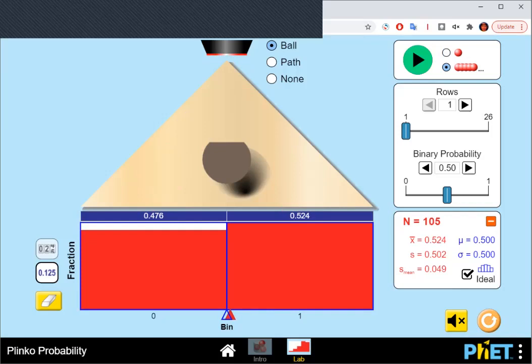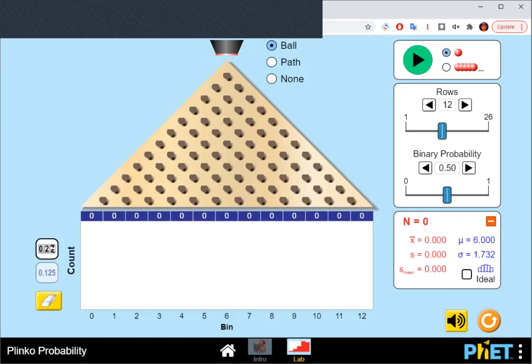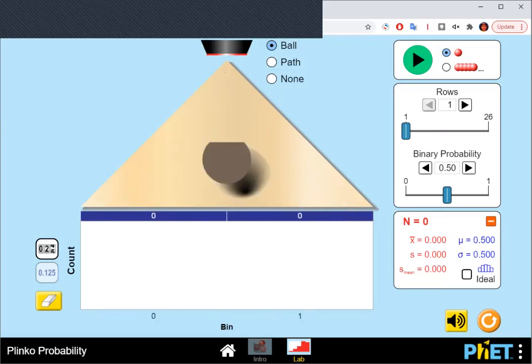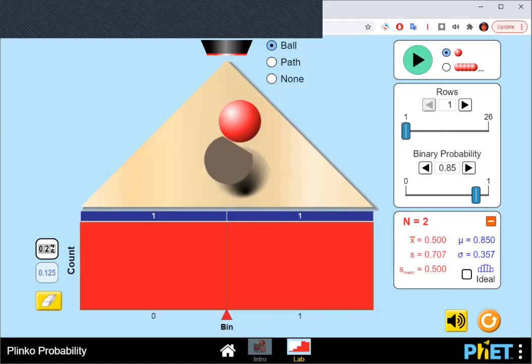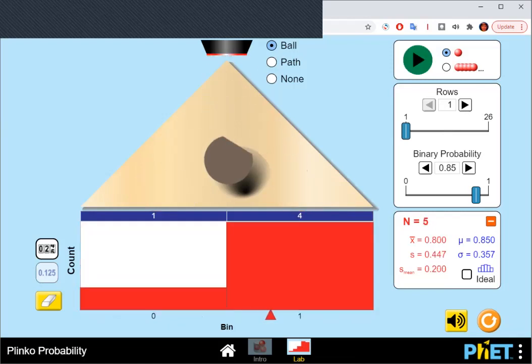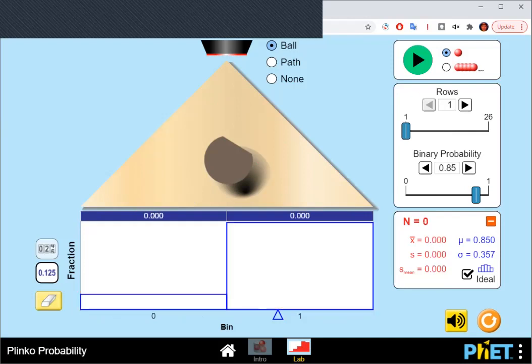Let's restart here. Another thing you can do is make it uneven, right? Make it unfair. For example, you could have a probability of 0.85 of going to the right. Then you can start dropping some of these balls. The ideal is here. This looks good already, but you can keep going and see what happens. Again, you can do it as a fraction. You can always erase and restart here, etc.